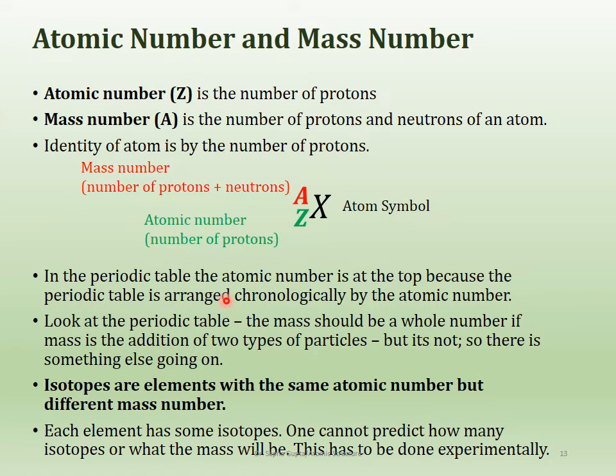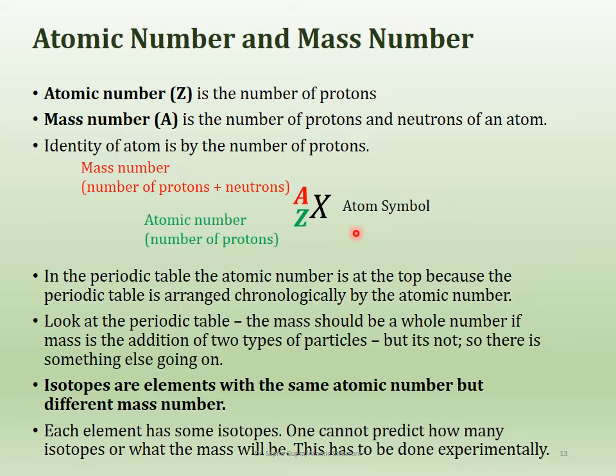So here we have the two numbers and the symbol. In the periodic table, you will find that the atomic number is on the top instead of the mass number, because the periodic table is arranged according to the atomic number chronologically. So sometimes it's a little confusing that you see different numbers on the periodic table versus how it actually should be written chemically speaking. But it's a small thing and you get used to it eventually.